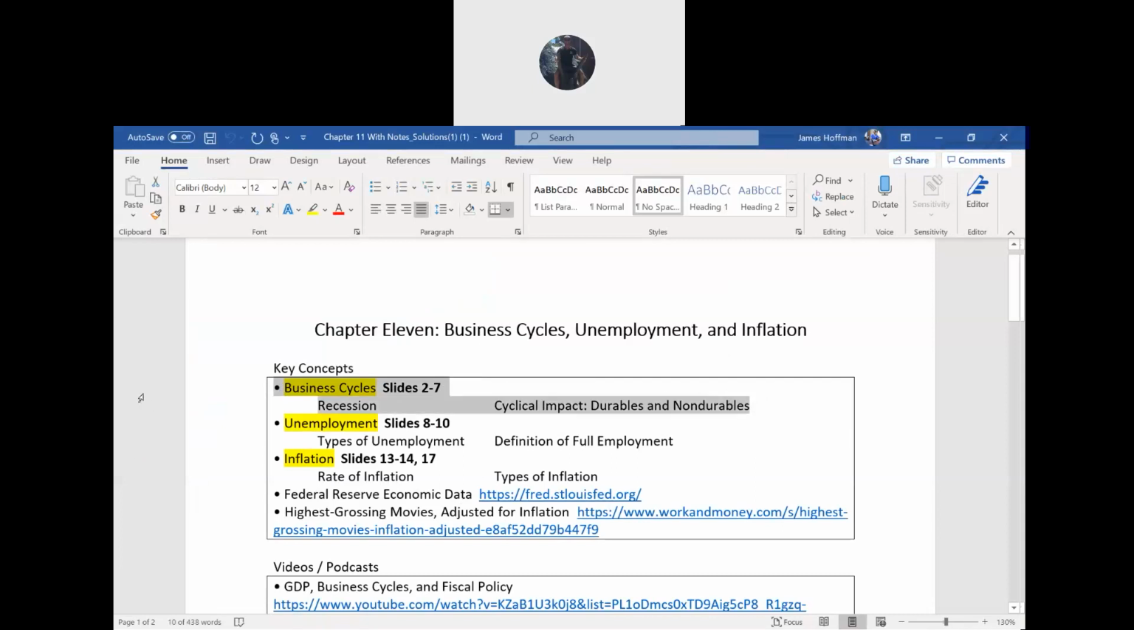All right. So first little section was on business cycles and recessions and what can cause those. Next, let's talk about a big topic, which is unemployment. So let's introduce unemployment, the definition of this on slides 8 to 10.